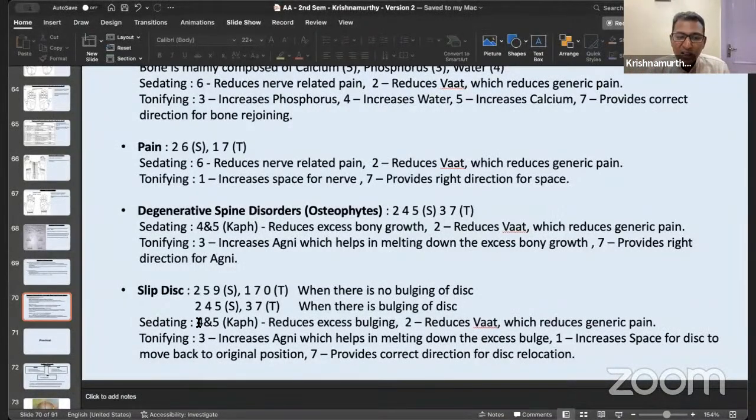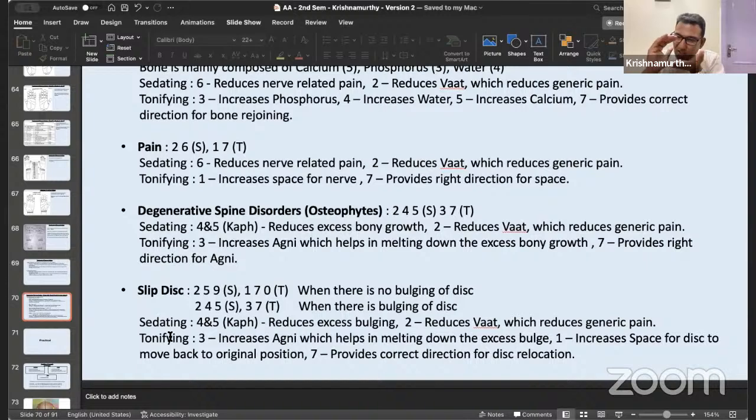Okay. So the thickness of the disc has increased. I am reducing it with 4 and 5. And now there is pain, so I am reducing the pain by reducing 2 Vat. Generic pain is reduced. Now what should I do? I have reduced it, but it has moved from the right place. Now I have to put it back into the right place.